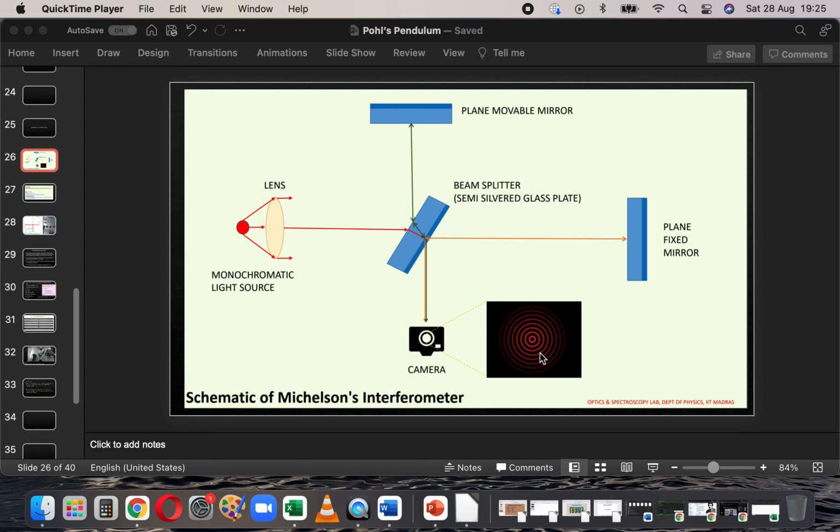You can make this fringe pattern move by moving one of these mirrors. Then the path difference changes, and by counting the number of fringes that move, you can measure the wavelength of the source, you can measure the refractive index of the medium, and there are several other applications. There is a nice online simulator of the Michelson interferometer. I shall link that in the course page.